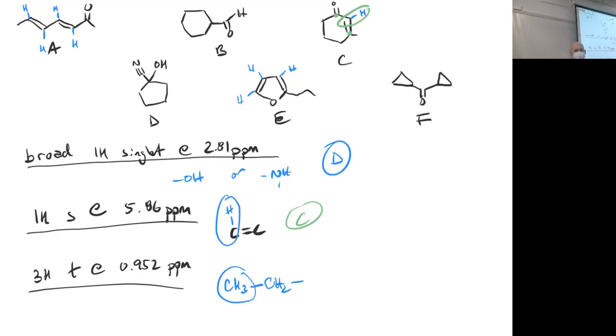Is it E? Yep, so it's got to be E. That's the only one that has a CH3 next to a CH2. So it's part of this tail right here. It's the only one that has something like that. Good, good. All right. You ready for the last question?